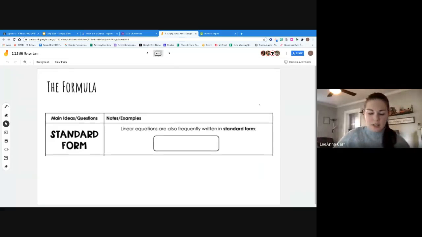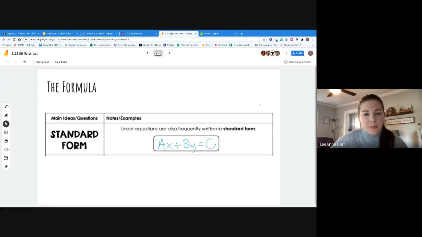All right, so what does standard form look like? We are used to seeing y equals mx plus b. Instead, the form we're going to see today looks like this. It looks like ax plus by equals c.